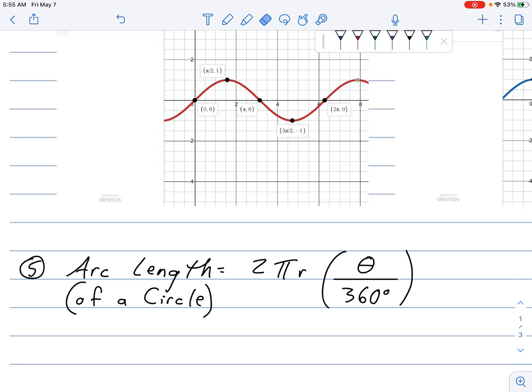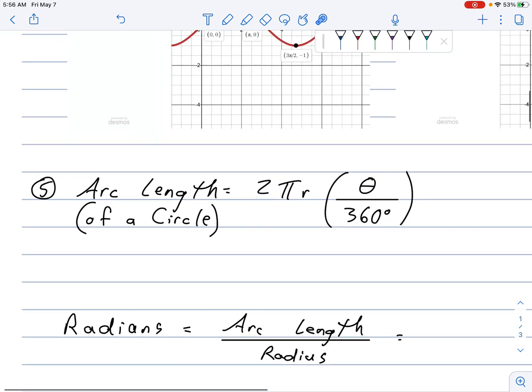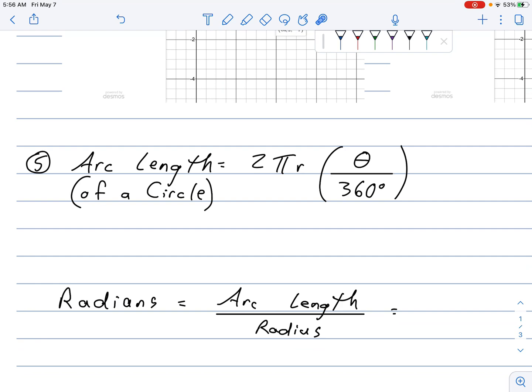This is the arc length of a circle in degrees, so if you didn't write the degrees one, please write that down. If you did, great. The other one is necessary later on. But here's arc length of a circle, and that's essentially what radians are. Here we go. Here's our new set of notes. Radians are arc length divided by radius.